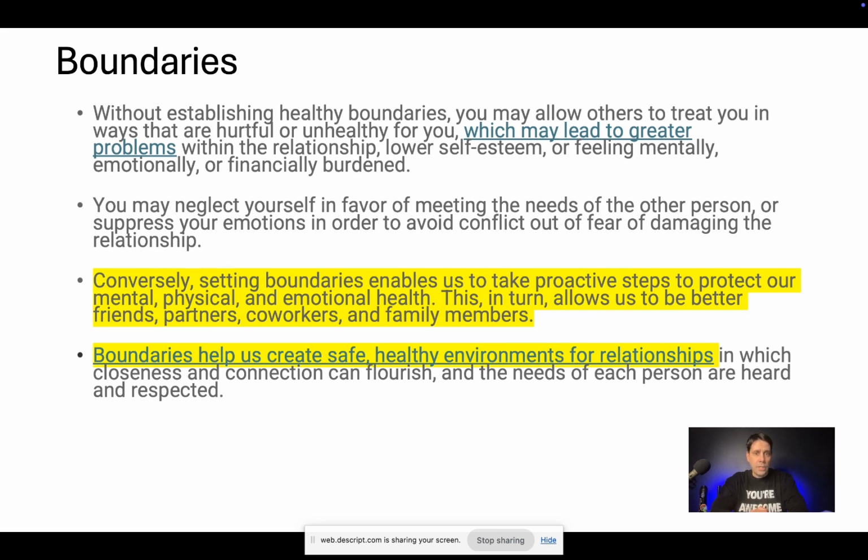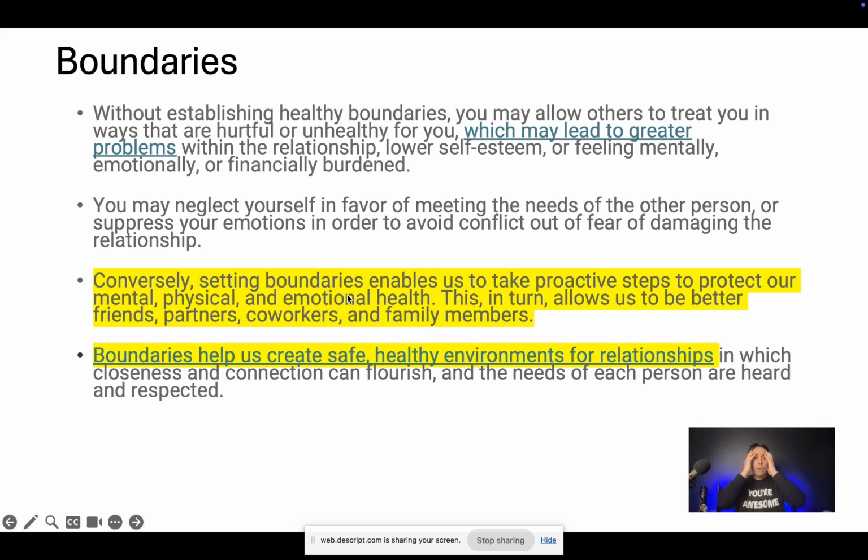Conversely, setting boundaries enables us to take proactive steps to protect our mental, physical, and emotional health. This in turn allows us to be better friends, partners, coworkers, and family members. I just love this phrase. Setting boundaries enables us to take proactive steps. That's what we want to do. Take proactive steps, day 1, day 2, to protect our mental, physical, and emotional health.